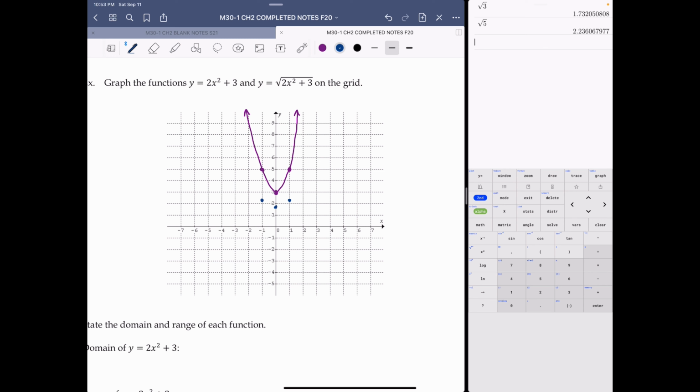And we could calculate a few more values for this one. The square root of 2 times 2 squared plus 3 is 3.3. So when x is 2, y is 3.3. And it's symmetrical about the y-axis. So when x is negative 2, y is 3.3. We can join our points together. That's the graph of y equals the square root of 2x squared plus 3. And the first one was our graph of y equals 2x squared plus 3.